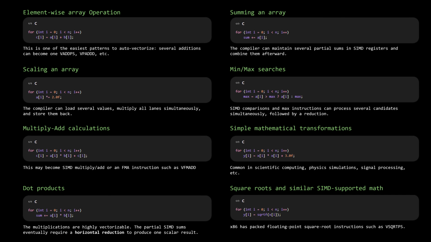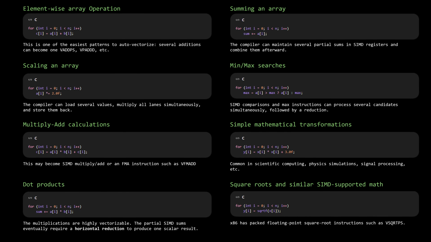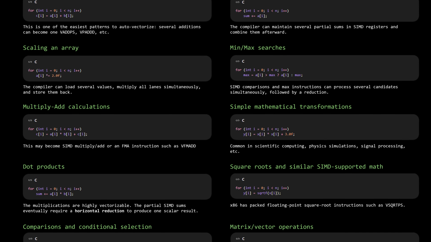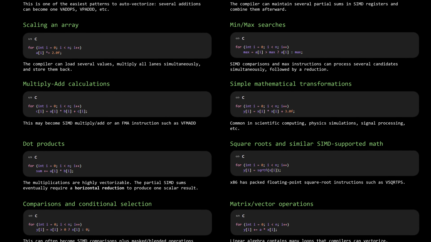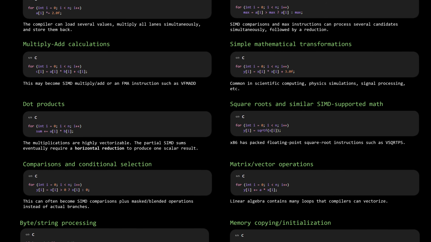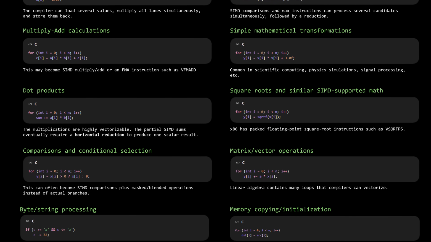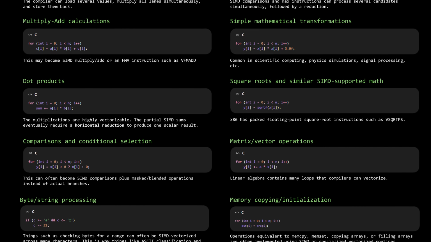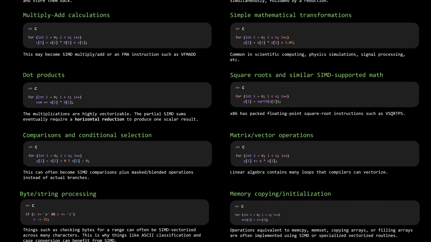There are several common patterns that compilers are particularly good at recognizing and vectorizing. Unfortunately, this video is already getting pretty long, so I'm not going to explain all of them here. But let me know in the comments if you'd like a separate video about how compilers recognize these patterns and turn ordinary code into SIMD instructions.